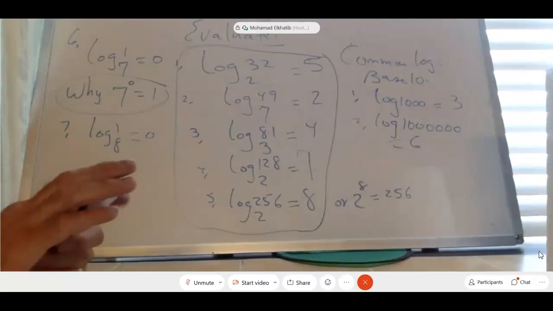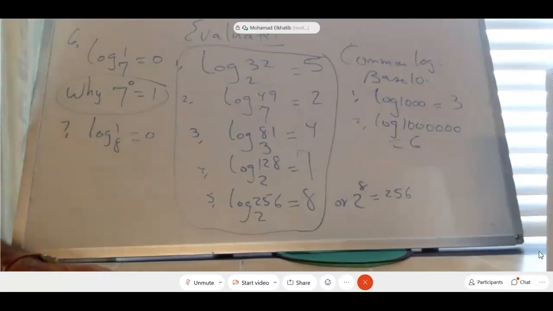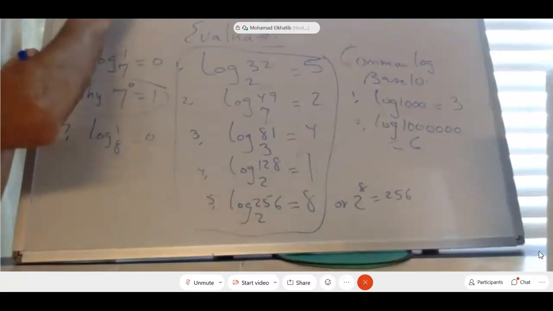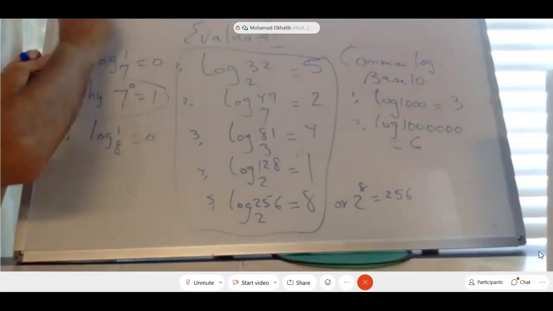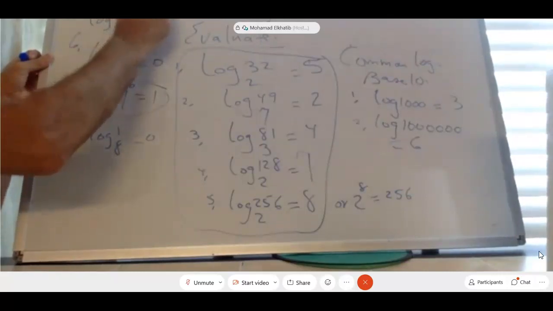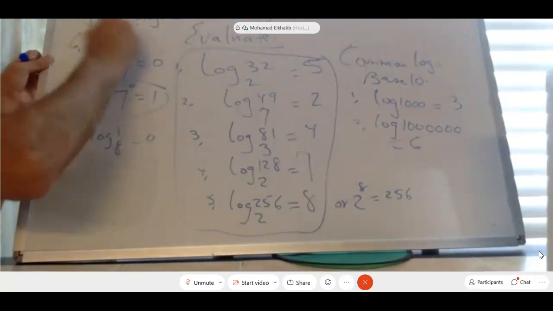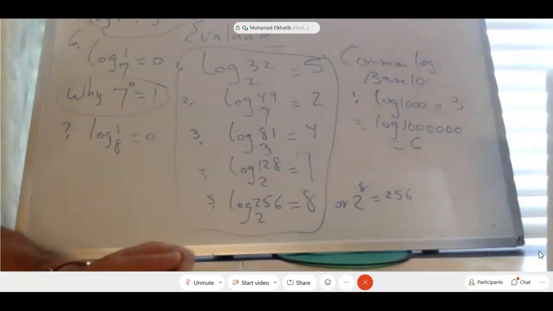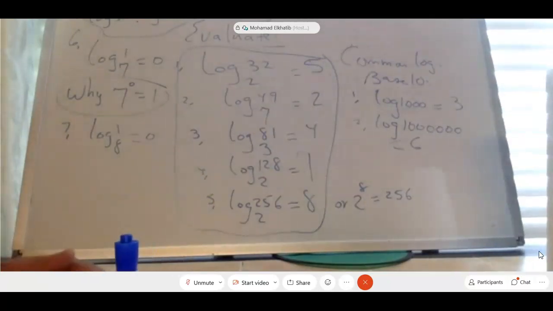Do you have your calculator ready? Yes. Let's first do the first one. Log 32 base 2. On your calculator, do log 32 divided by log 2 and then hit the equal sign. And you should get 5. So you do log 32 divided by log 2 equals. If you didn't get 5, let me know.